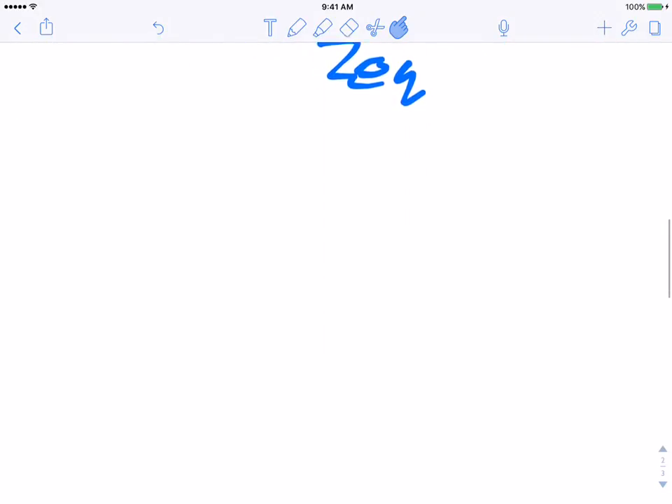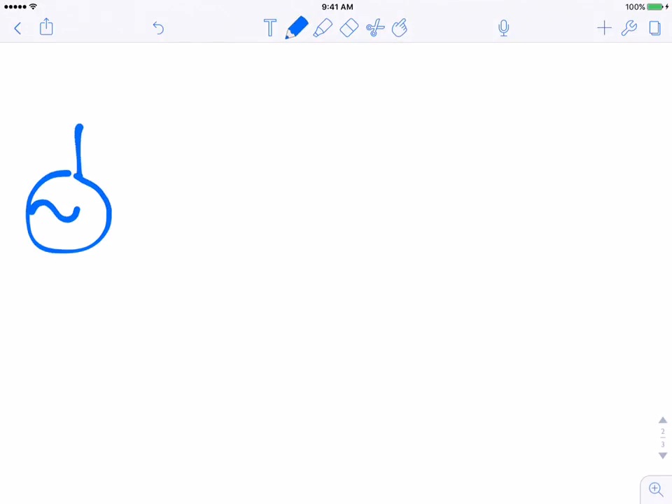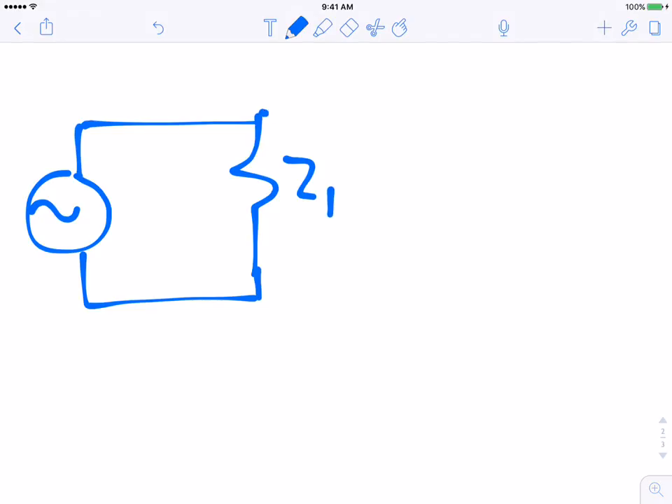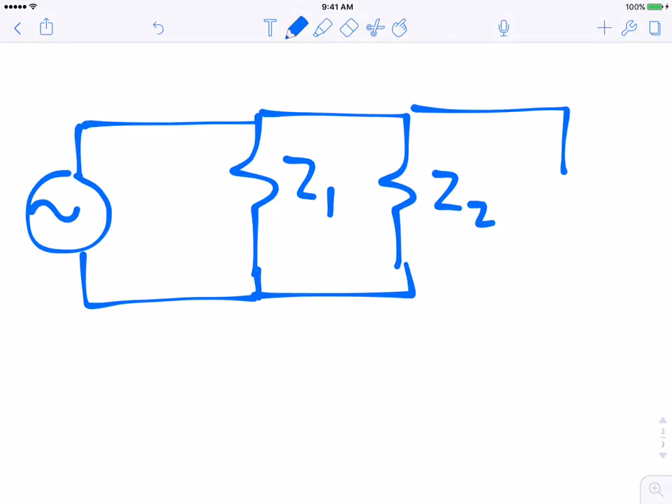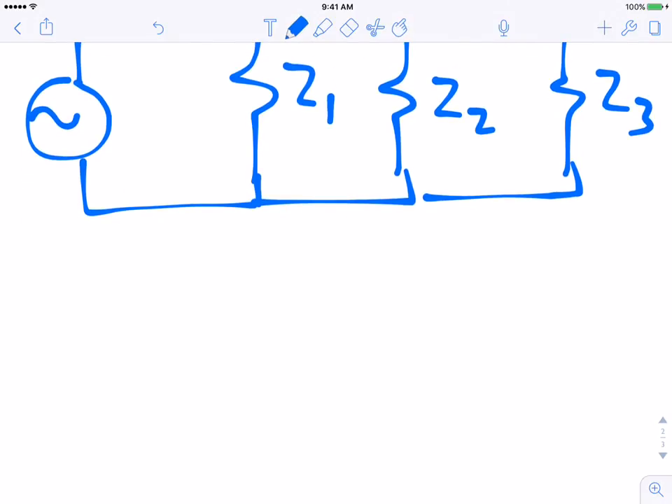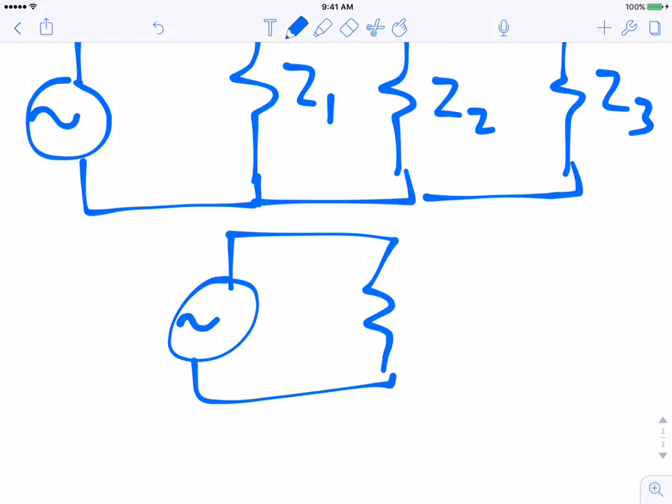So now let's say you have something a little bit more difficult. Let's say instead of having everything in series, you have a parallel arrangement. So you've got Z1, Z2, and Z3. You still want to do the same thing: take this and turn it into an equivalent impedance. So what are you going to do in this case?